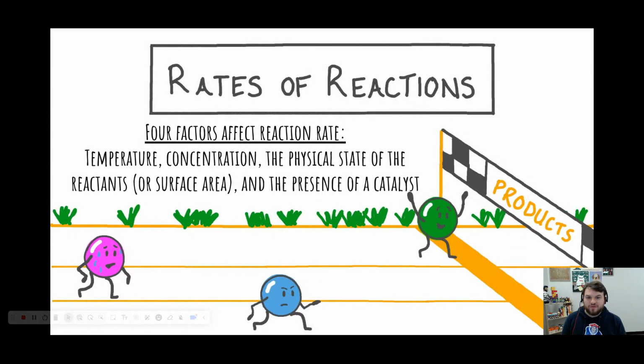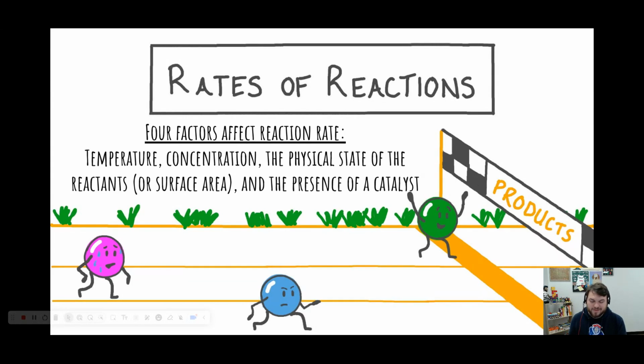All right, everybody, this is your video over the four factors that affect a rate of a reaction. You can see we have temperature, concentration, what we call the physical state of the reactants, or sometimes the surface area, and then the presence of a catalyst. There will be four smaller videos, each where we examine those four rates of reaction. We're going to start with temperature and then move into concentration, then surface area, and then a catalyst.